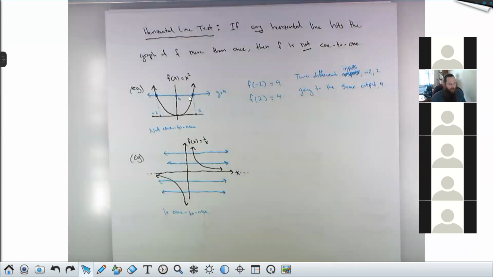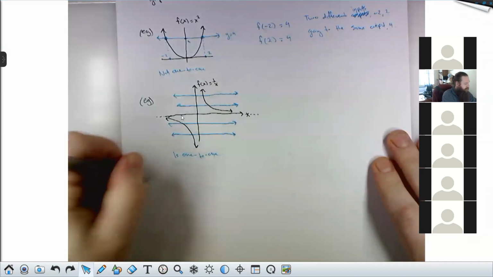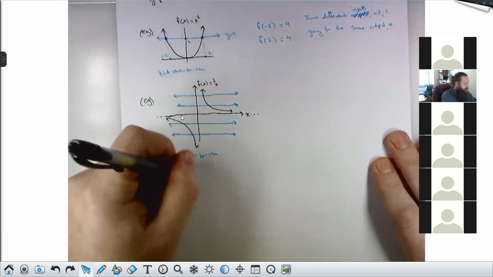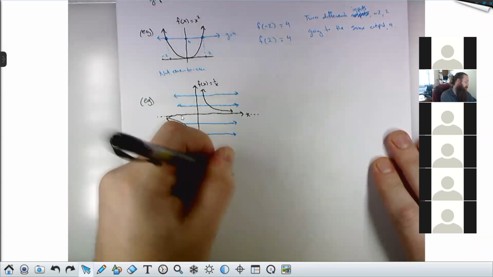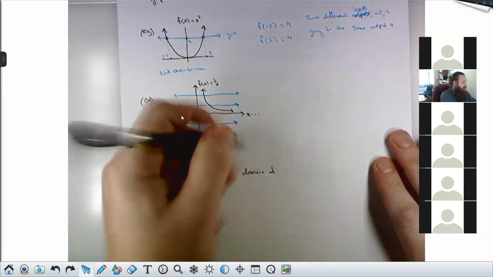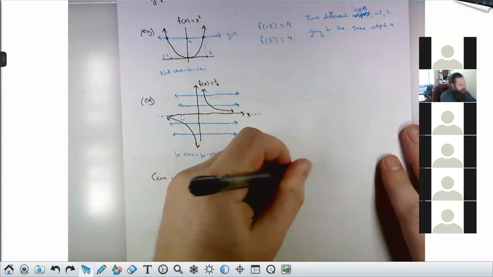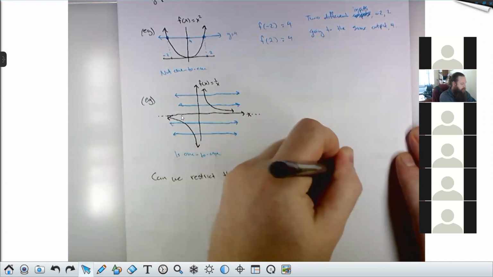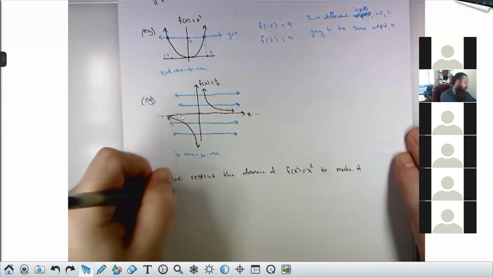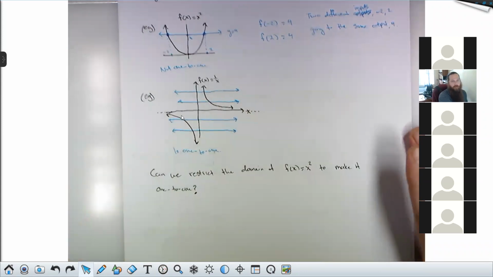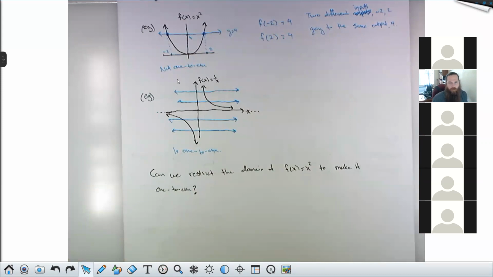All right. One-to-one functions have inverse functions. Non-one-to-one functions don't have inverse functions, unless you restrict their domain. Can we restrict the domain of f of x equals x squared to make it one-to-one? In other words, is there a way for me to throw away part of this graph so that what's left does pass the horizontal line test?